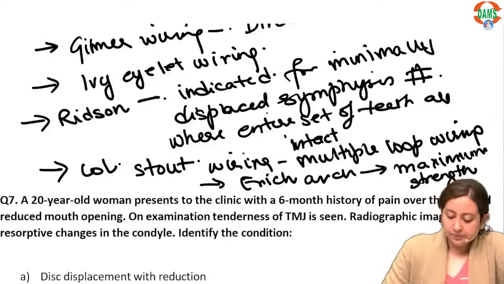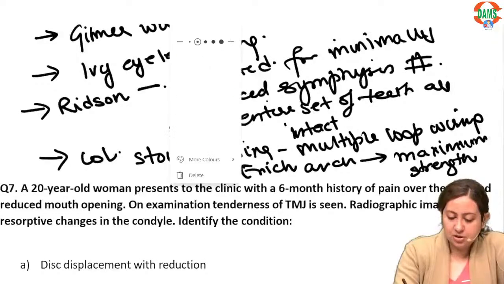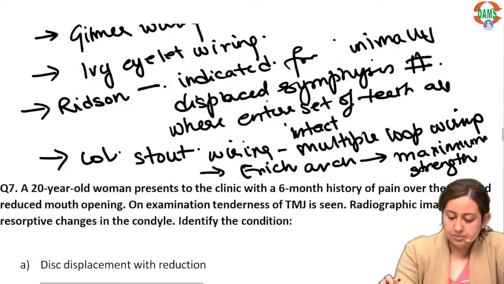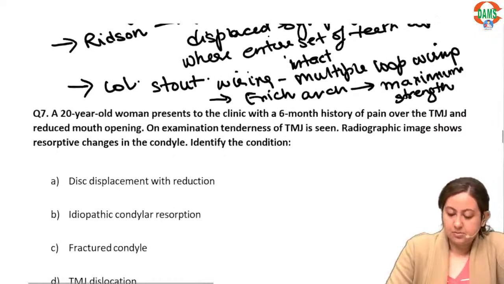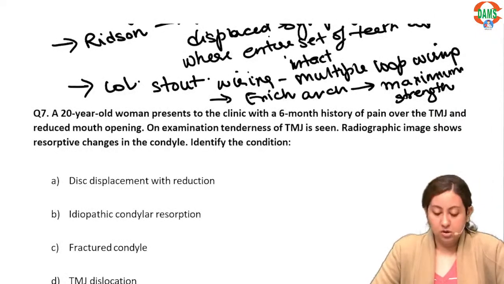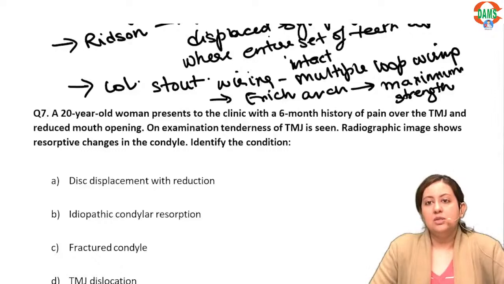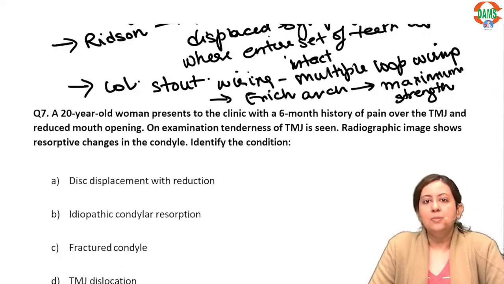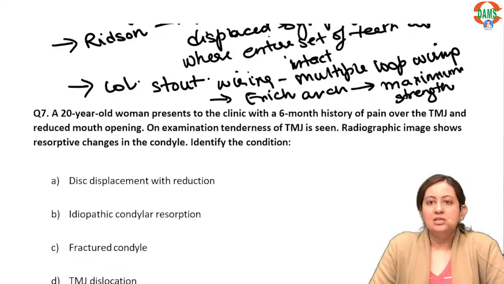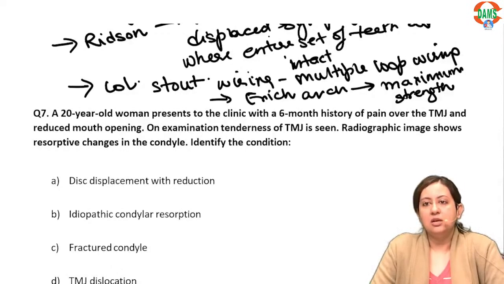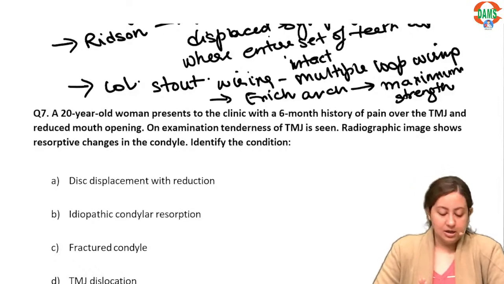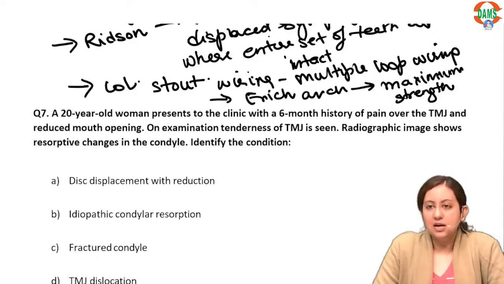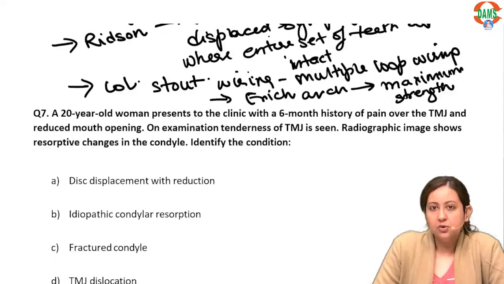All right. Now we'll come to the next question. A 20-year-old woman presents to the clinic with a 6-month history of pain over the TMJ and reduced mouth opening. On examination, tenderness of TMJ is seen. Radiographic image shows resorptive changes in the condyle. Identify the condition. This kind of question is a new question, something that is new.